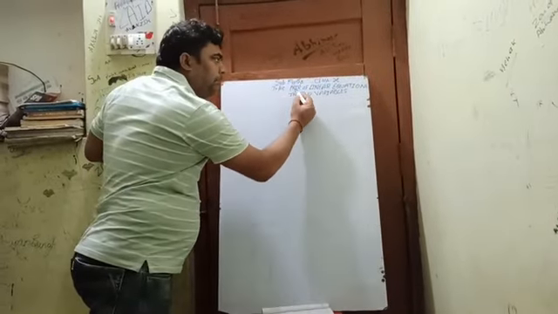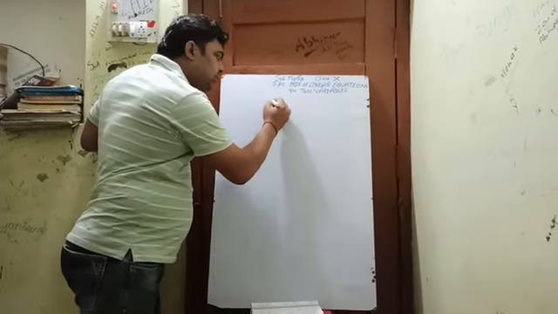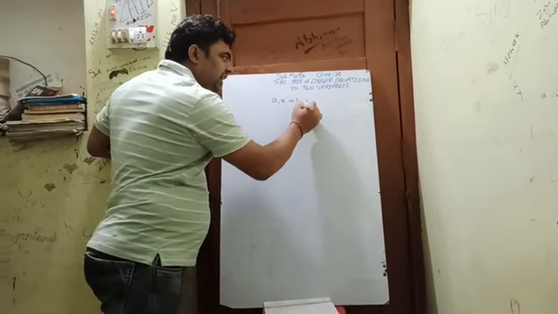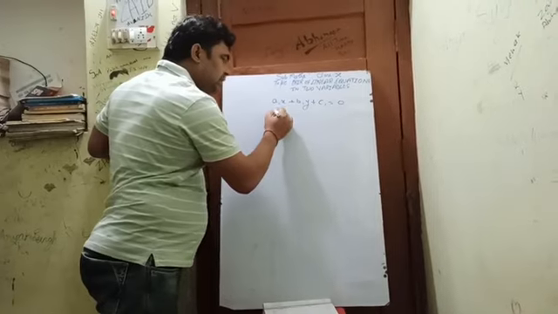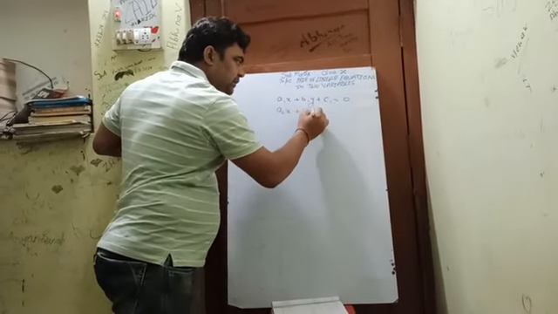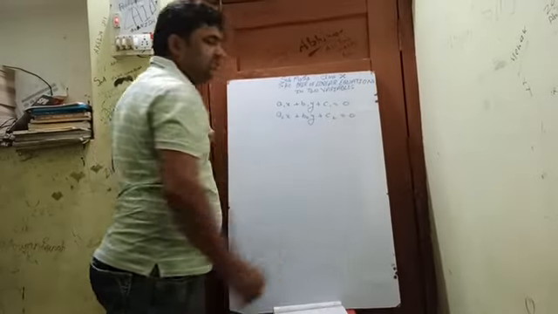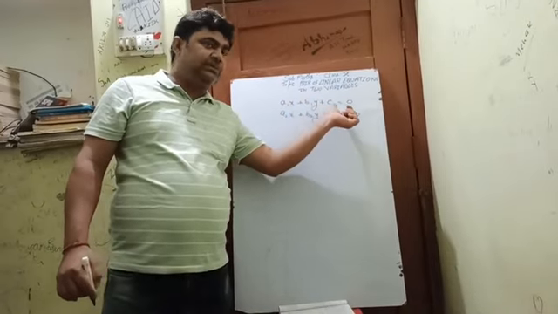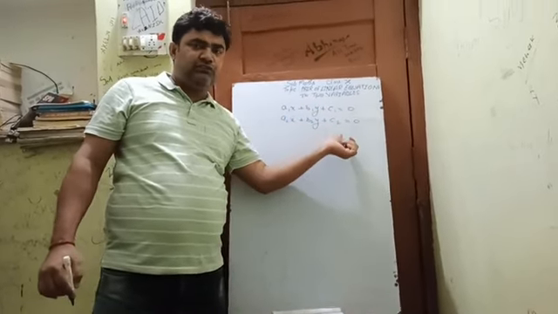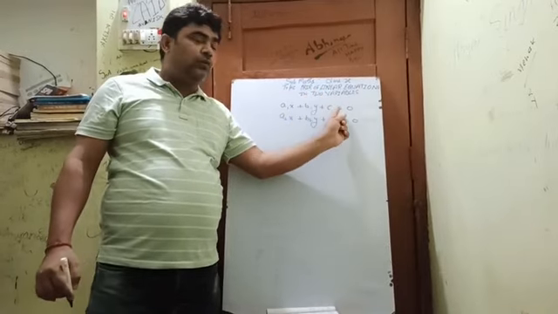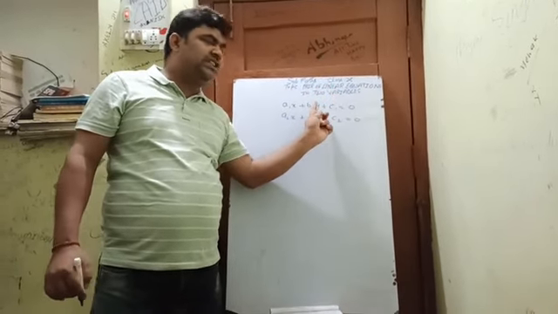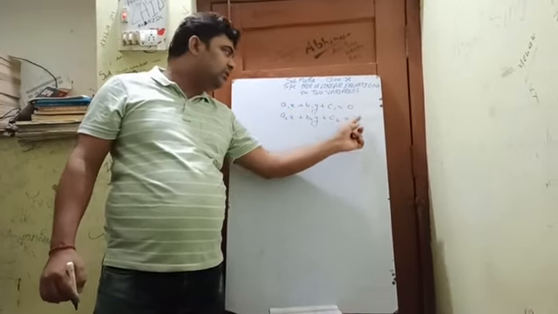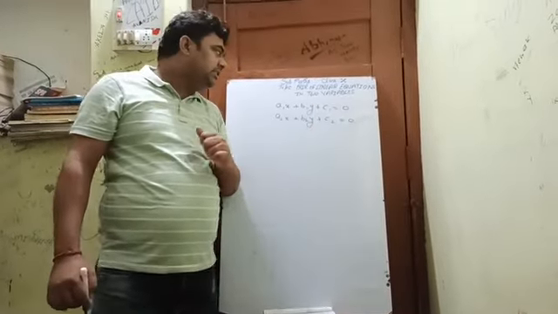Now here see the term pair of linear equation, means we will get two equations. So it can be expressed as a1x plus b1y plus c1 is equal to 0 and a2x plus b2y plus c2 is equal to 0. So in this chapter you will get two equations: one, a1x plus b1y plus c1 is equal to 0 and a2x plus b2y plus c2 is equal to 0. As I told, the general form of linear equation in two variables is ax plus by plus c.